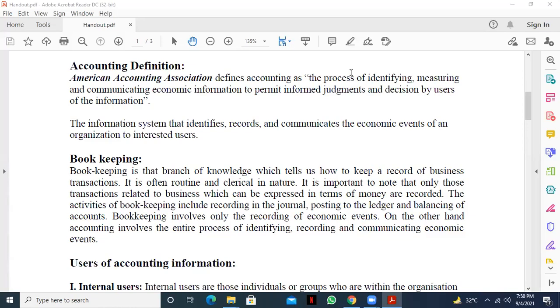But on the other hand, accounting involves identifying, recording and communication stages. In accounting, it will help the decision maker and the user make decisions, by preparing different financial statements that help different internal and external users. It will help you in analysis and interpretation, but bookkeeping will not. It will just be confined to the recording stage. Is it clear? Yes, sir.